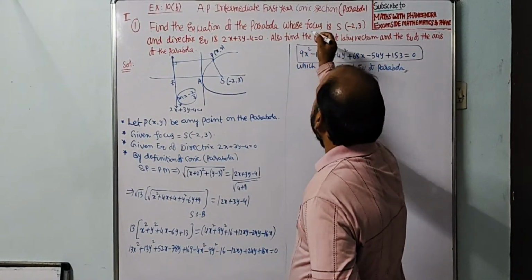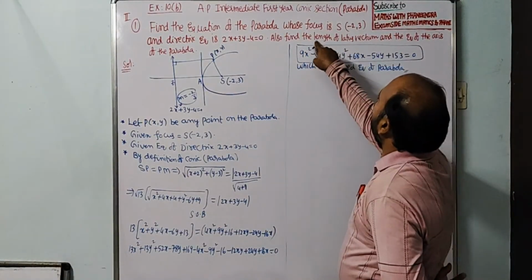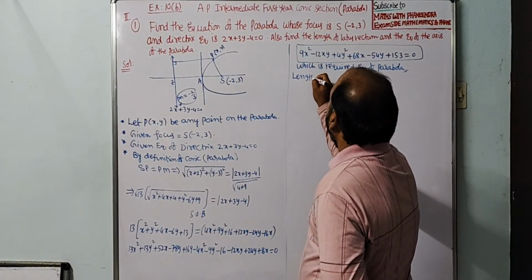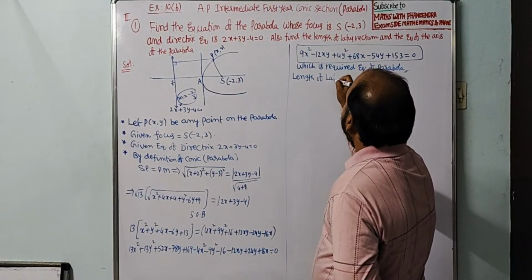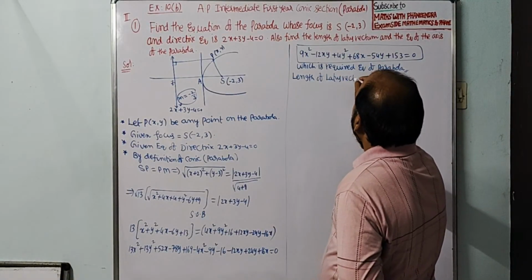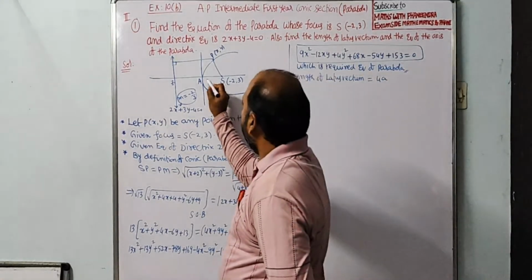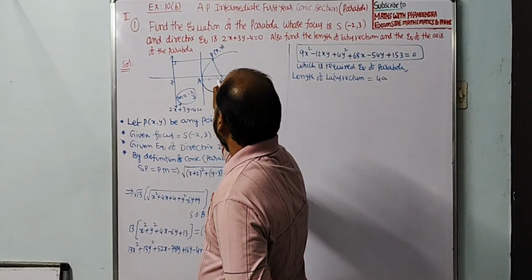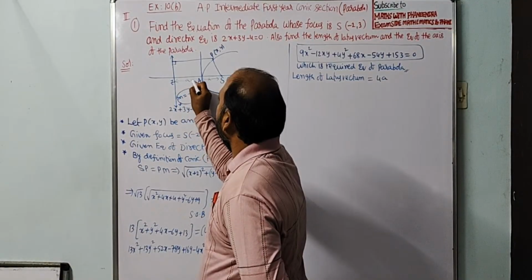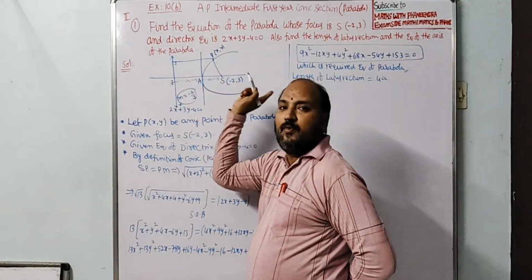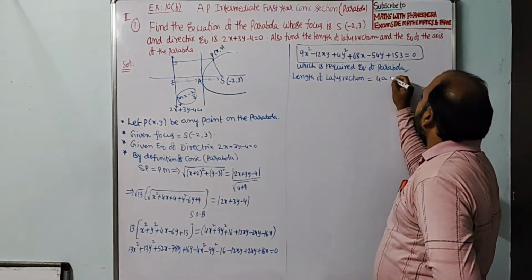After that, what are they asking to find? They are asking to find the length of latus rectum. Length of latus rectum is 4a. From here to here it is a units, from here to here it is a units, so a plus a is 2a. Length of latus rectum is 4a, can I write it like this?